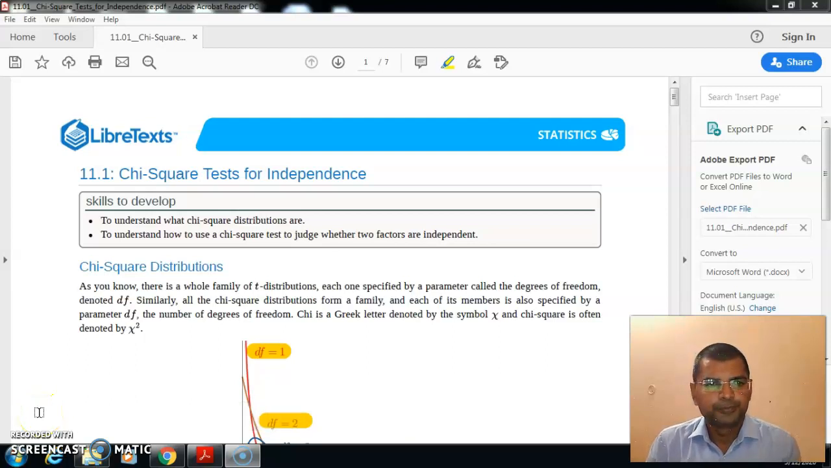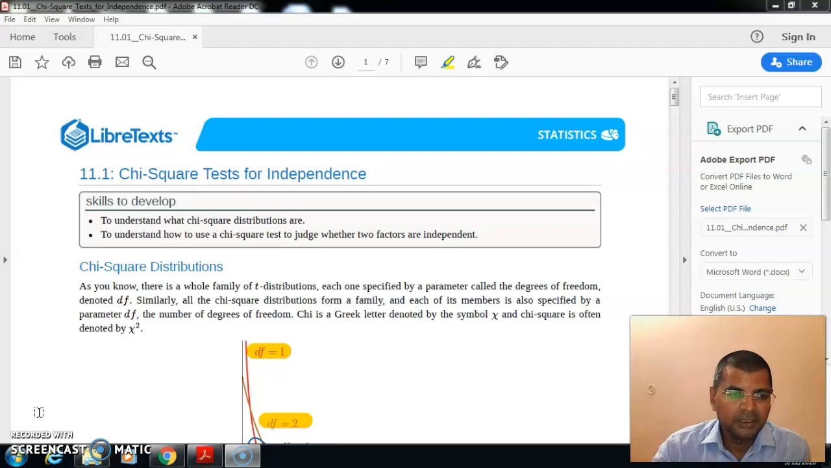Hello. So today we will discuss chi-square. Chi-square tests are two types. One is test of independence and second one is chi-square goodness of fit test. After this lecture you will understand what is chi-square distribution, right? And you are able to use this chi-square distribution to find out whether the two variables are independent or not.